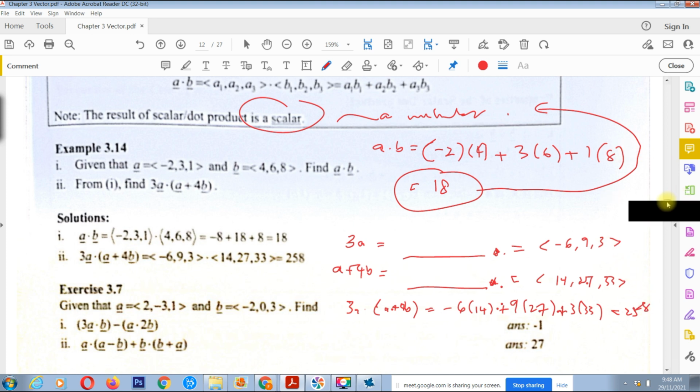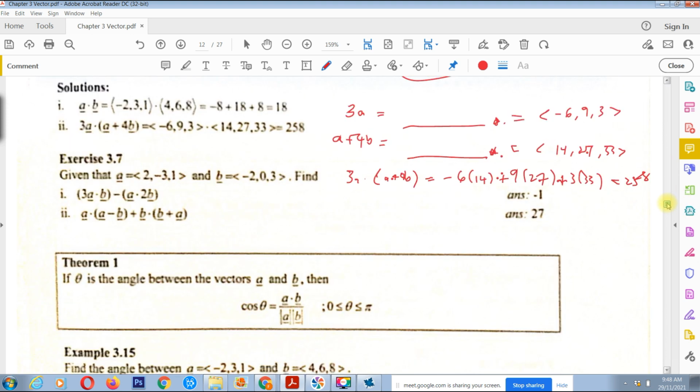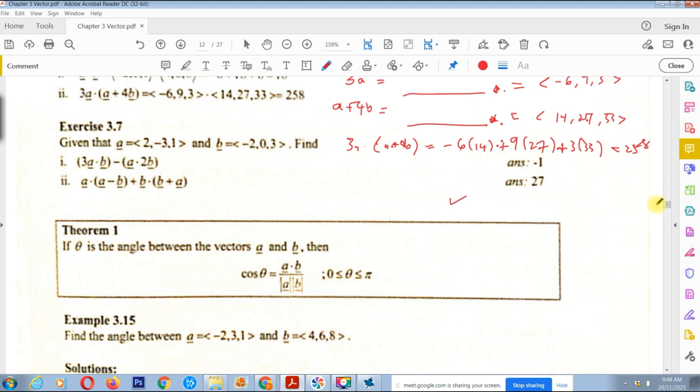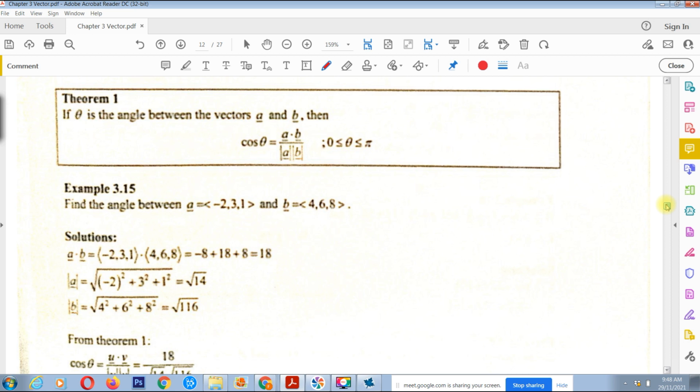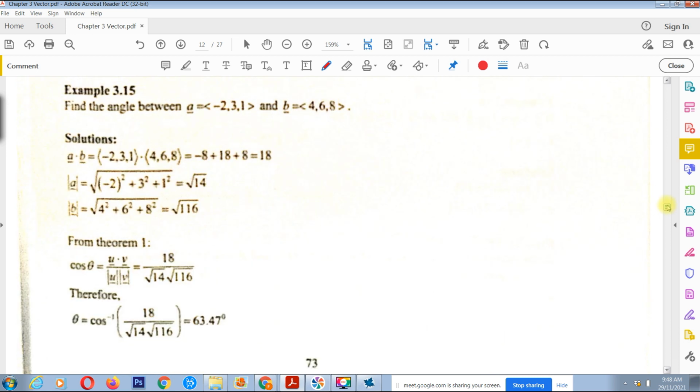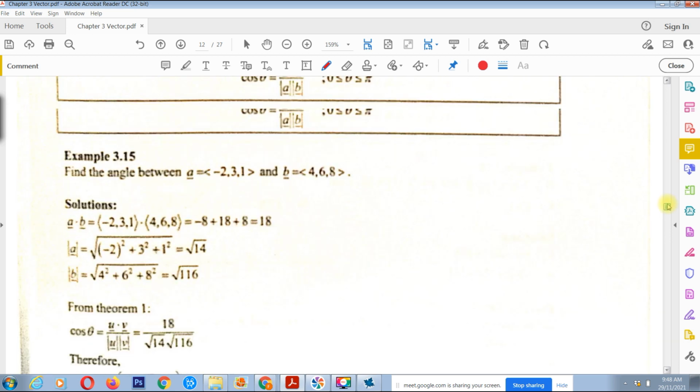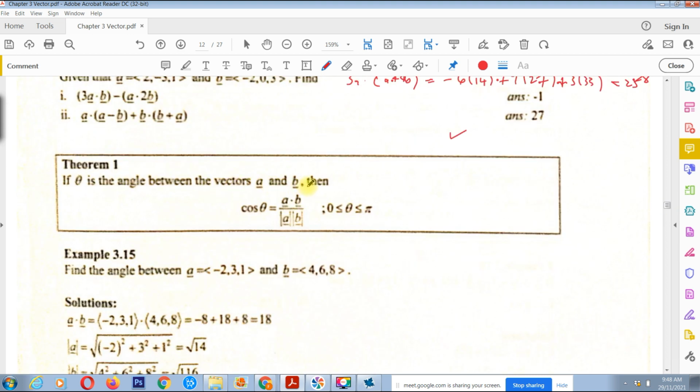Alright, you can try this at home. And for our attendance today, we find this angle. If theta is the angle between vectors A and B, we have this formula. So the angle between A and B, we can find theta by using the dot product.